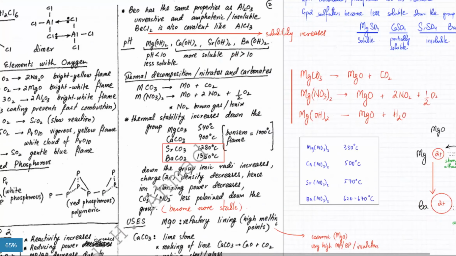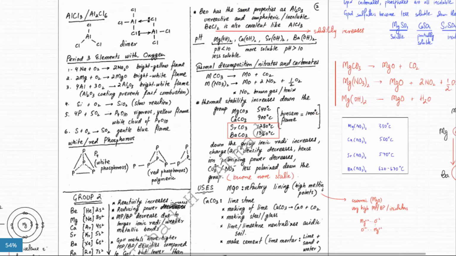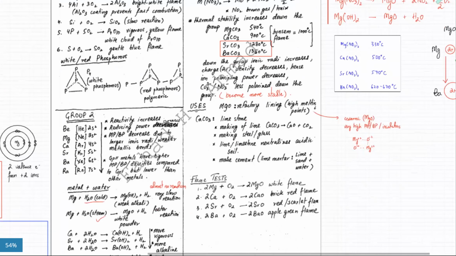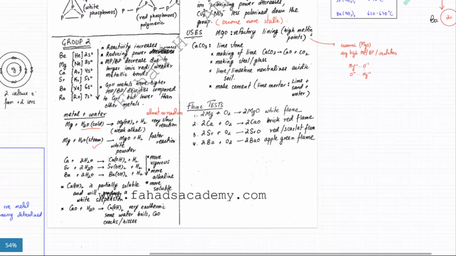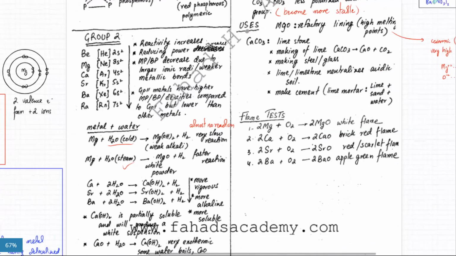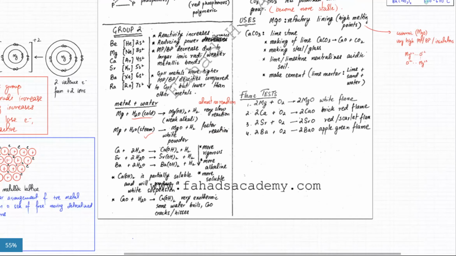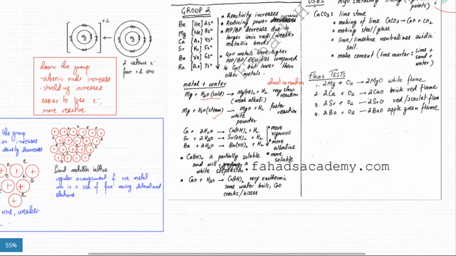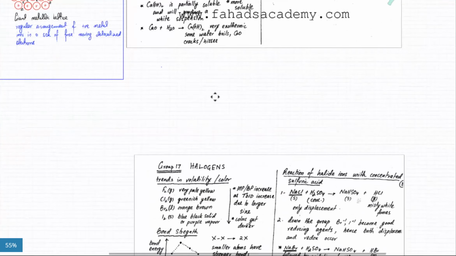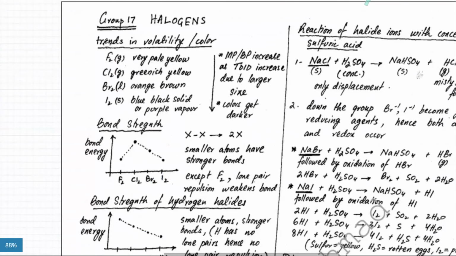So we completed the earlier topic, and we're done with group 2. What's left is halogens now. So this is all the stuff that you have to memorize and remember. We're going to try and do a few questions, but what we can do is we can just go through or start with halogens as well.